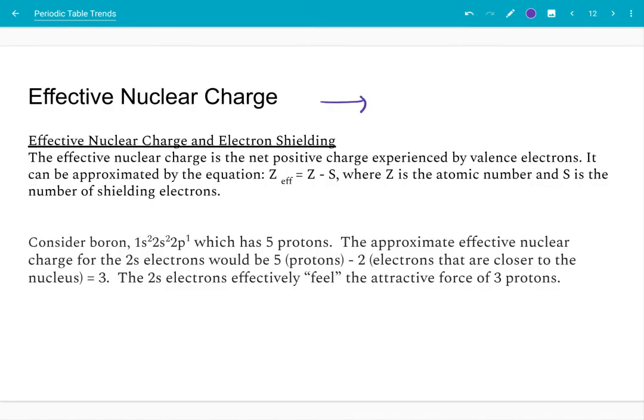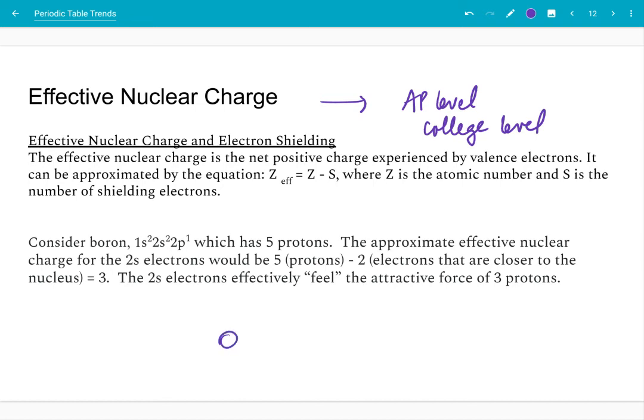Now, this is more what we're going to hit at the AP level or college level. I'm not going to test you on this. I just want you to be aware that there are actually ways to explain these periodic table trends, and we usually use something called effective nuclear charge and electron shielding. Basically, effective nuclear charge has to do with how much positivity is felt in the nucleus by different atoms. And then electron shielding has to do with electrons blocking the ability of other electrons to feel each other, so they don't feel that positive charge.